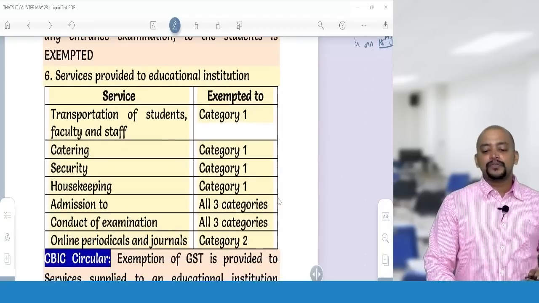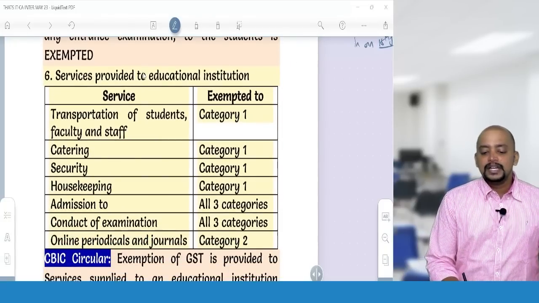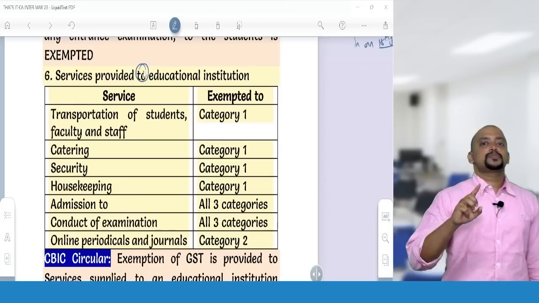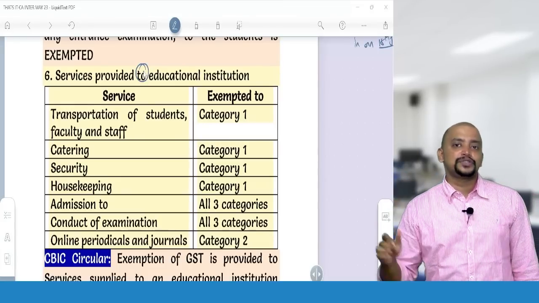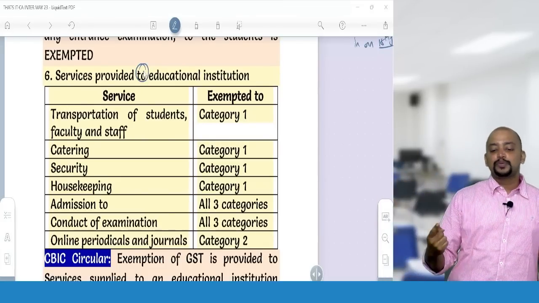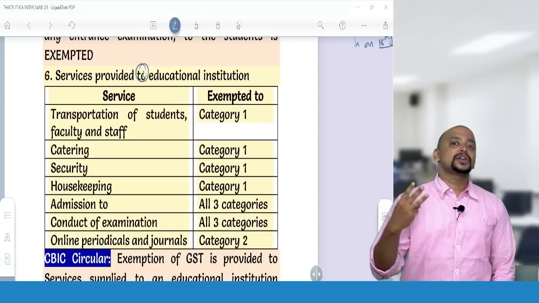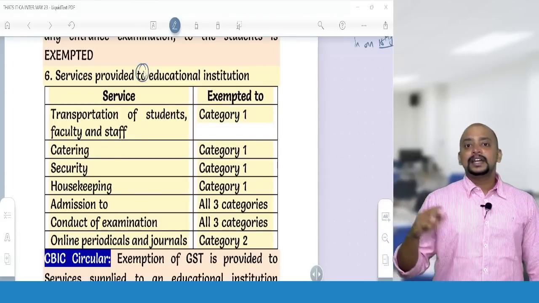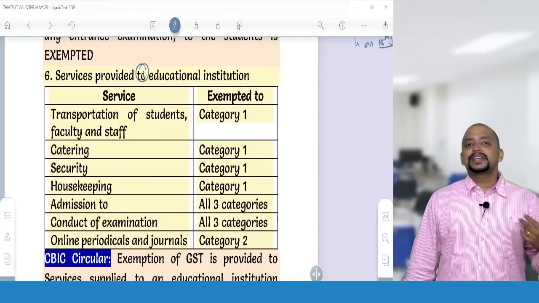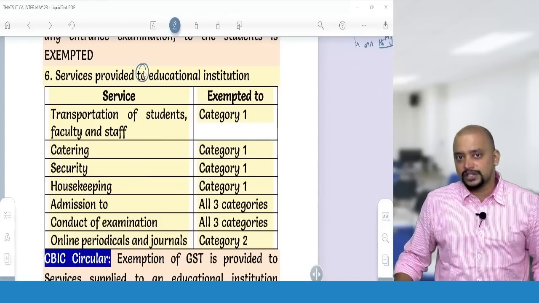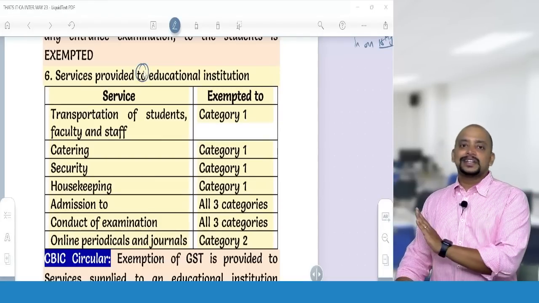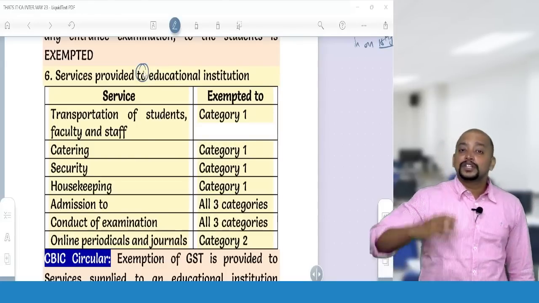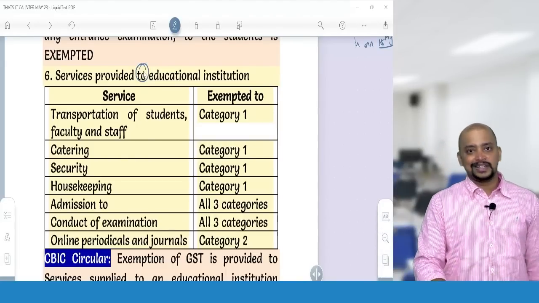Then services provided to education institution. Here the education institution is the recipient. There are three services provided to category 1 education institution that are exempted: transportation service, catering service, and security and housekeeping service. Then number 2, conduct of examination or admission to that education institution; for all three category institutions it is exempted. Then online periodicals and journals are exempted only with respect to category 2 institution.